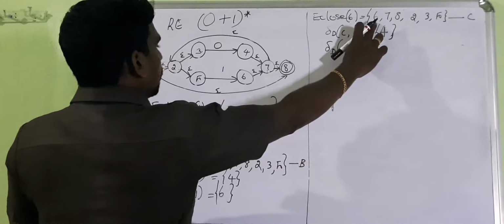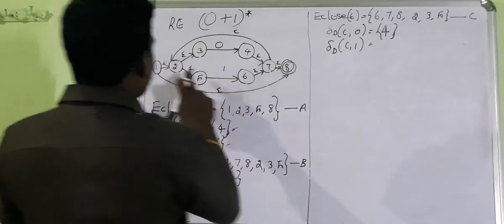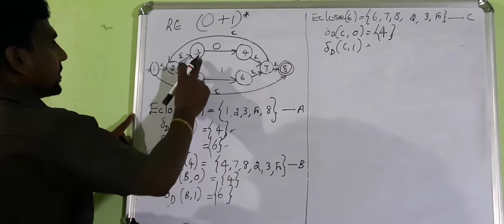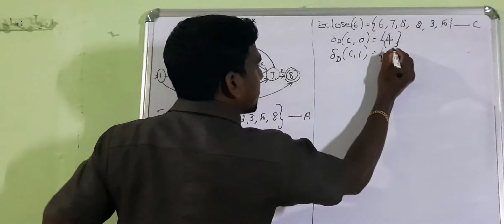C comma 1. 6 comma 1 is there? No. 7 comma 1 is there? No. 8 comma 1 is there? No. 2 comma 1 is there? No. 3 comma 1 is there? No. 5 comma 1 is there? Yes. 6. Okay, so now it is 6.